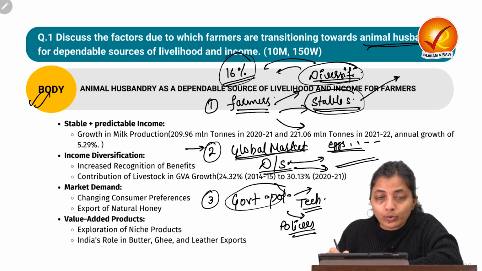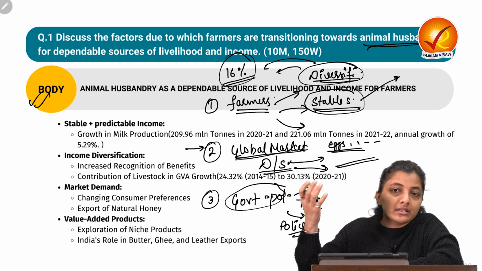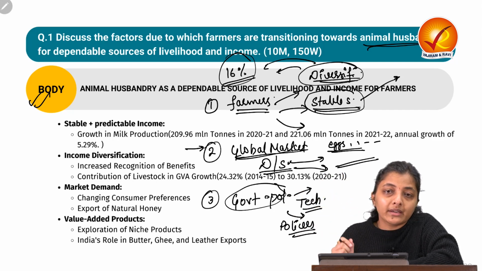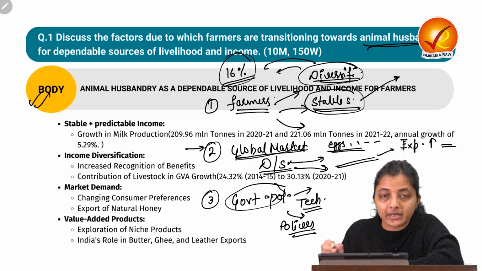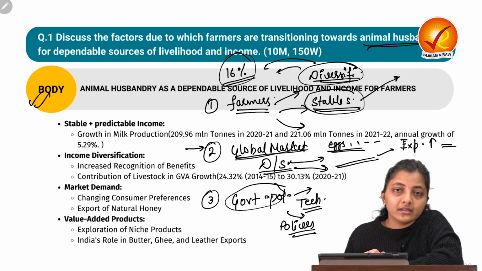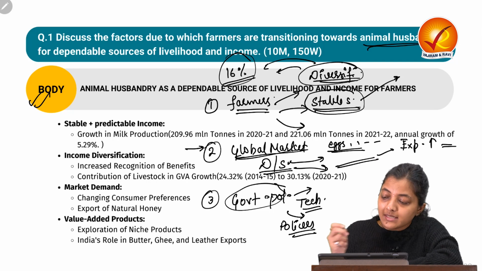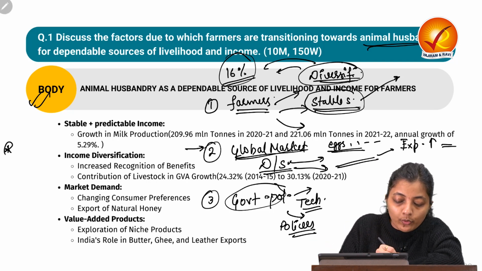So they can exploit the benefits of what the international global markets are also demanding. For that, their exports are also increasing with respect to livestock and animal products. Next is a very important point with respect to the niche market.